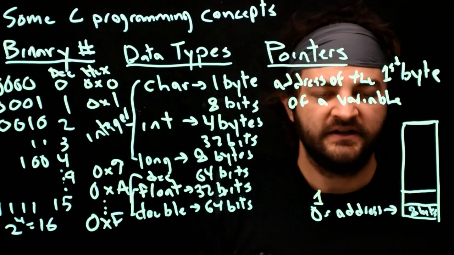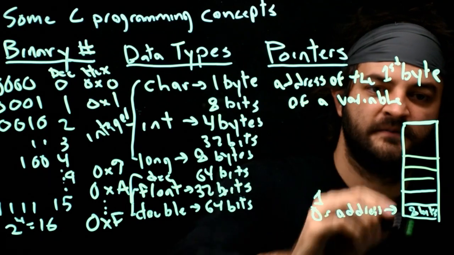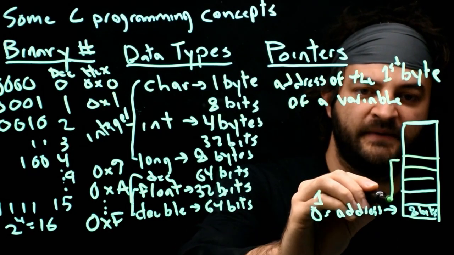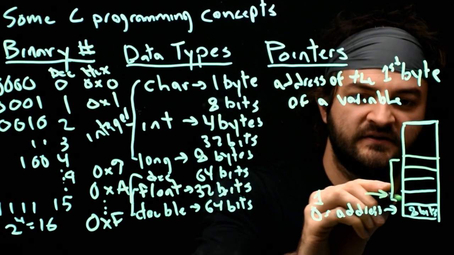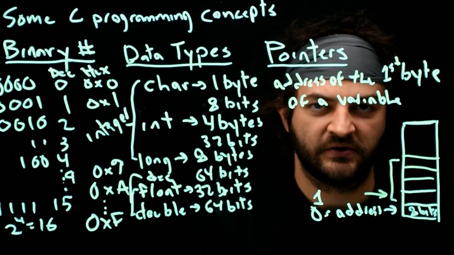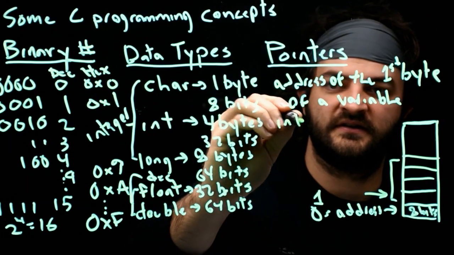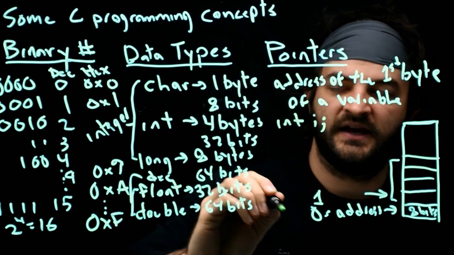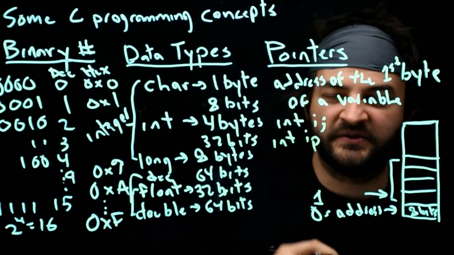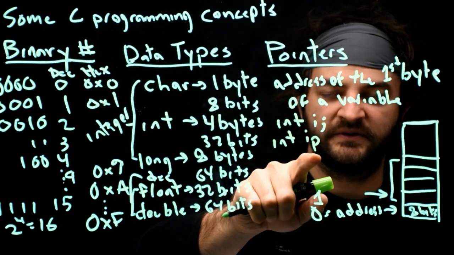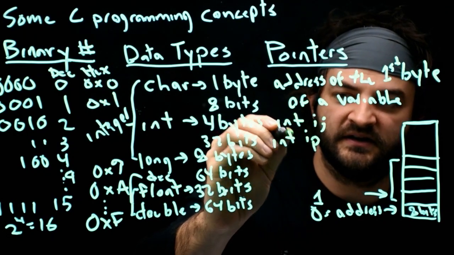If I were to define an int, well, an int takes up 4 bytes. 1, 2, 3, 4. So this amount of memory would be required to store an int. And the address of the int would be the first byte. So where is the location of the first byte? For instance, I could declare an integer int i, and then I could make a pointer to it. I'll call it int ip. The variable name doesn't really mean anything, but by ending it with the letter p, I'm reminding myself that it is of type integer, but it's a pointer.